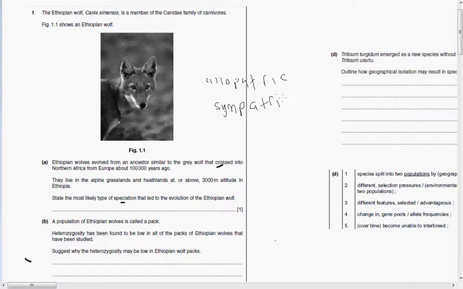Speciation means new species formed, right? And what is a species? It's one that cannot interbreed freely with another. Members of a species can interbreed freely between themselves, they can reproduce. But if you have different species mating, then you will not have a fertile offspring, right?